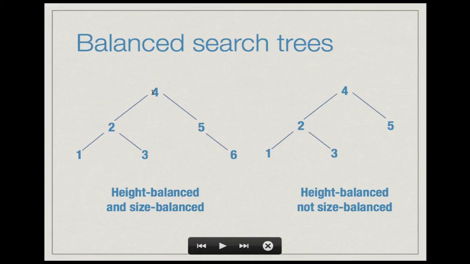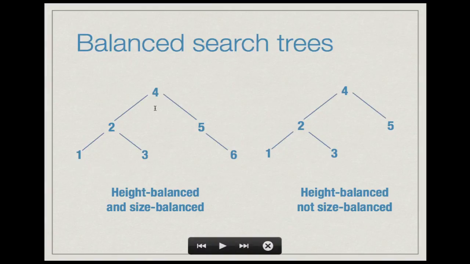If you consider the right subtree of the original tree, it is this tree, 5 with a right child 6 and with no left child. Here you see that the left subtree is of size 0 and the right subtree is of size 1. So in this tree we maintain size balance throughout.